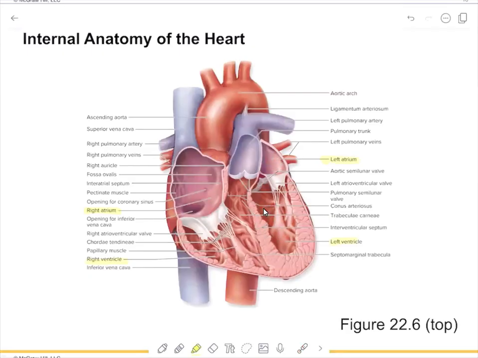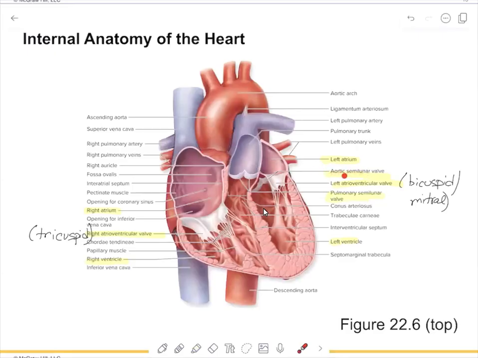The valves present are the right atrioventricular valve, which is also called the tricuspid, as well as the left atrioventricular valve, which is also called either the bicuspid or the mitral valve. So those two are going to close at the same time. And when they do, that's the first sound of the heart. The second sound of the heart is when the aortic semilunar valve, as well as the pulmonary semilunar valve, close.